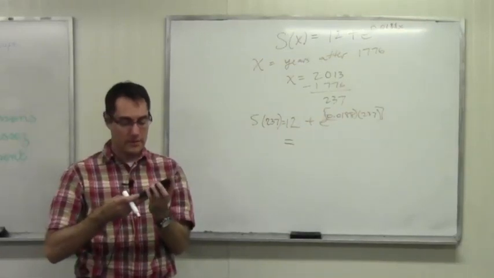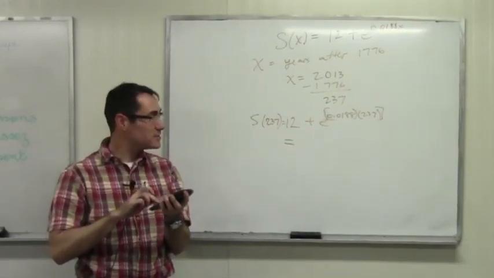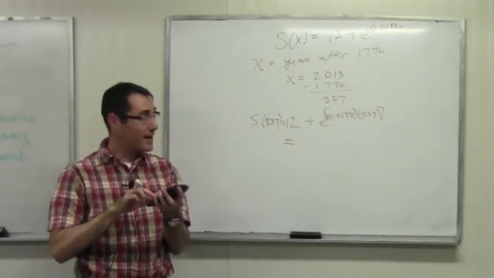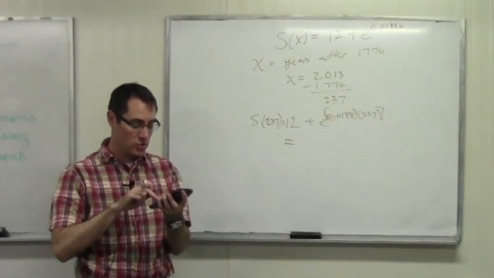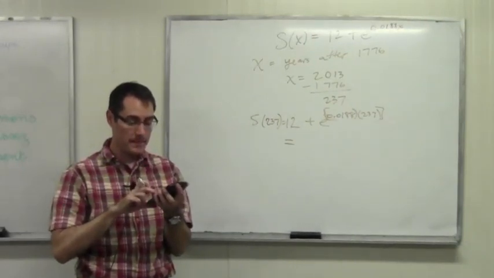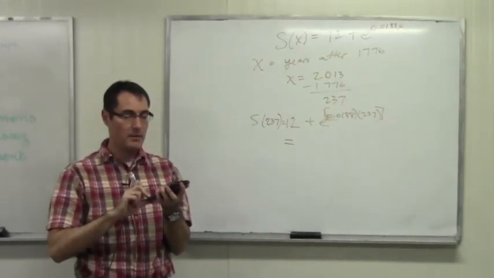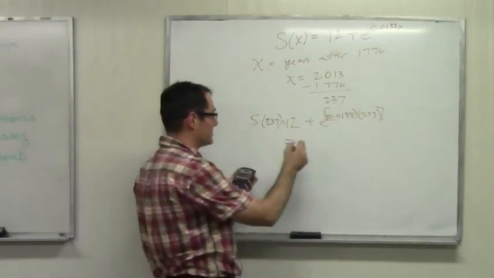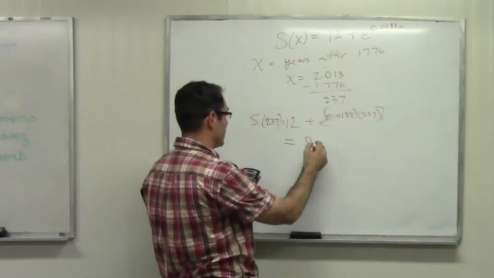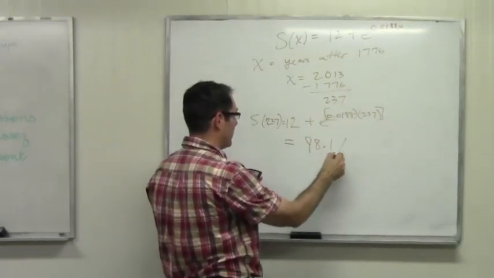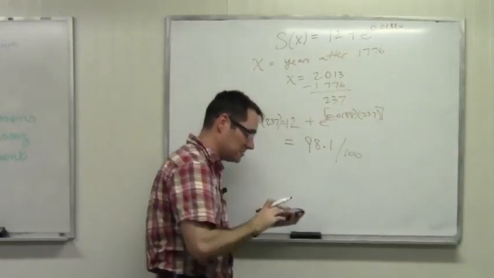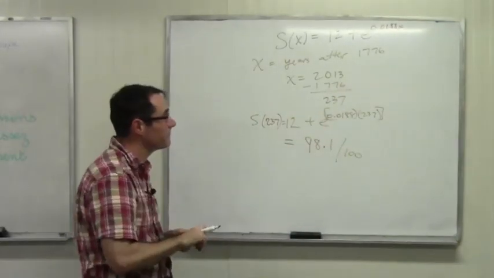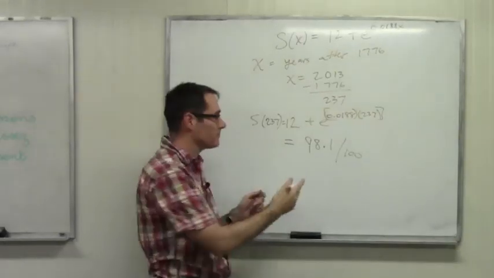0.0188 times 237. So we've got to put the times in there. End parentheses, equals. And I got today's senators are 98.1 out of 100 stupid. Okay? 98.1.